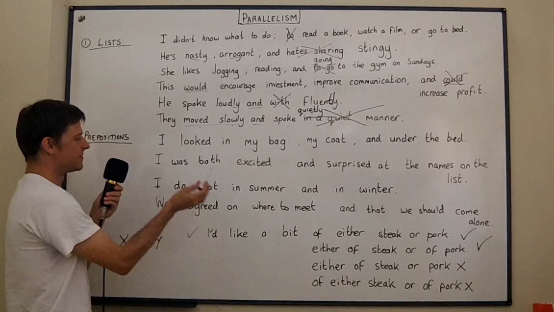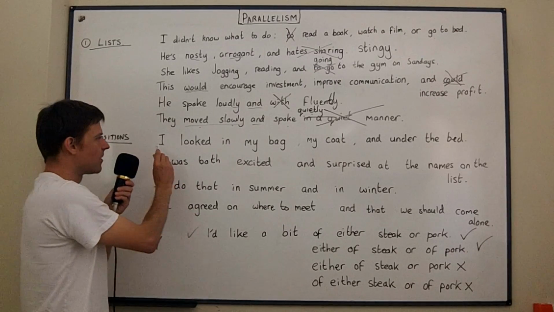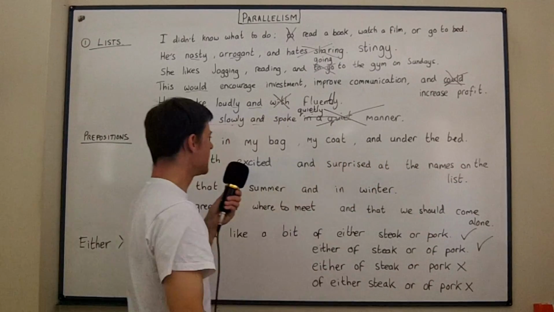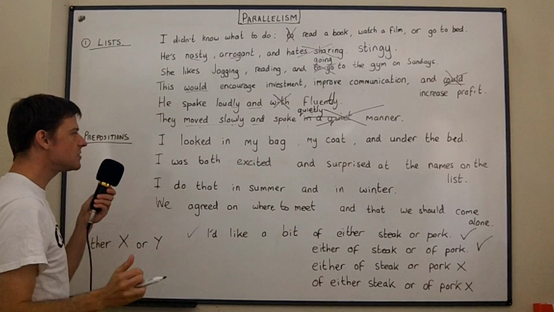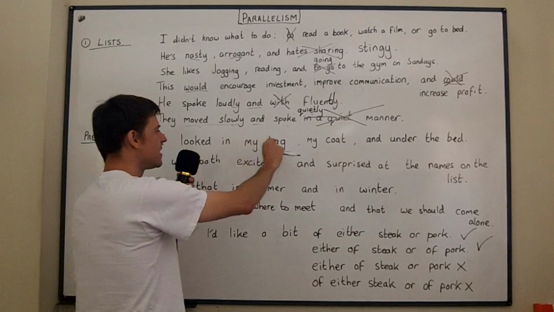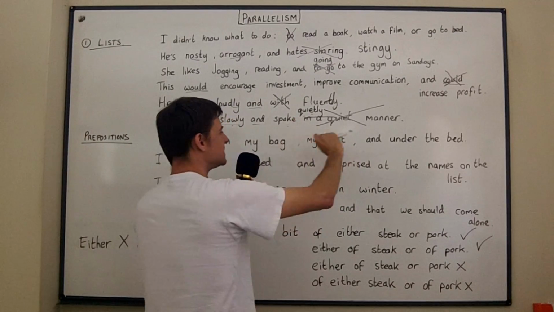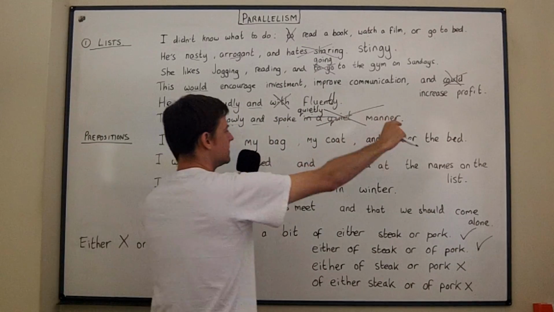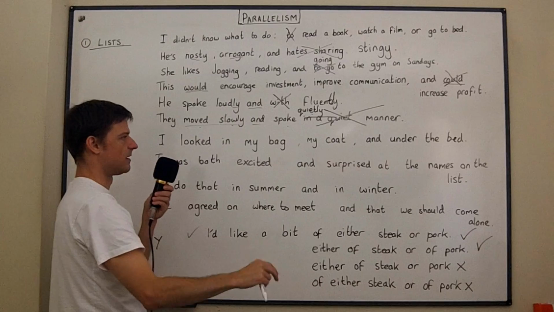Okay, on to prepositions now, and prepositions can get really quite confusing, or I certainly find them confusing, but let's try and straighten them out. So, "I looked in my bag, my coat, and under the bed." This is actually wrong. You are saying "I looked in my bag, in my coat, and in under the bed." And that doesn't make sense. You can't have "in under," and that's the problem with this one.